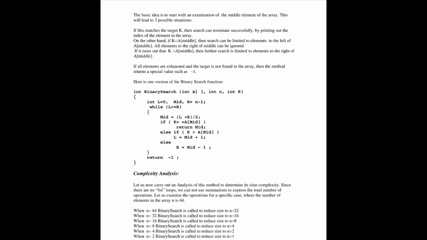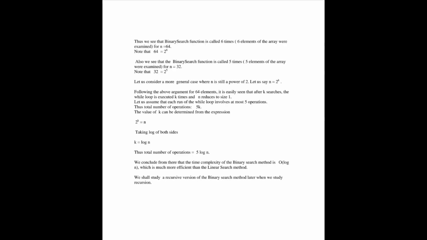When n is equal to 16, binary search is called to reduce the size to n is equal to 8. When n is equal to 8, binary search is called to reduce the size to n is equal to 4. When n is equal to 4, binary search is called to reduce the size to n is equal to 2. When n is equal to 2, binary search is called to reduce the size to n is equal to 1. Thus, we see that the binary search function is called 6 times. 6 elements of the array were examined for n is equal to 64.